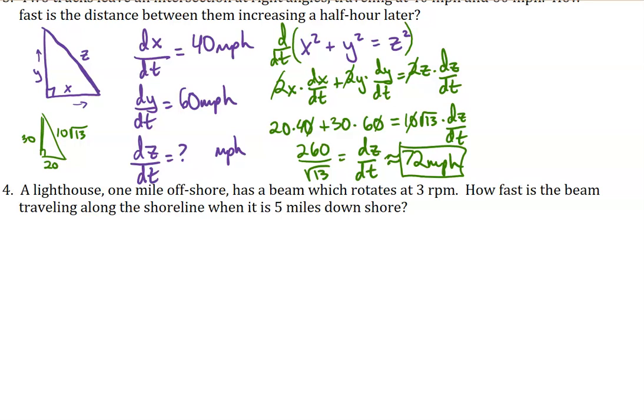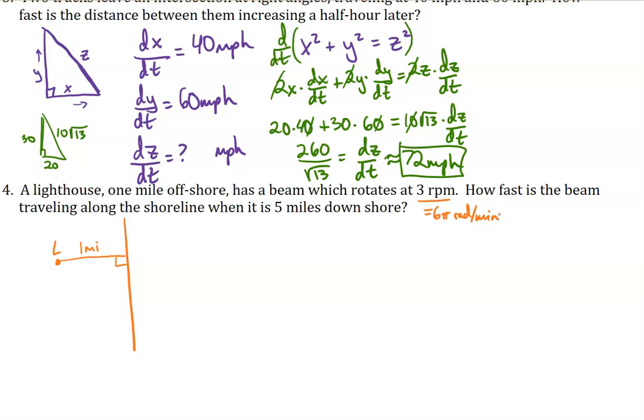So I'm going to draw this. I'm going to draw this with the lighthouse right here, somewhere out 1 mile offshore, and then the shoreline is going to be right here. So this distance is 1 mile, and here's the shoreline, and we have a beam of light that is rotating around this lighthouse at 3 rotations per minute. Now we are going to need to convert that. Remember, 1 full rotation is 2 pi radians, so 3 rotations per minute is equal to 6 pi radians per minute.